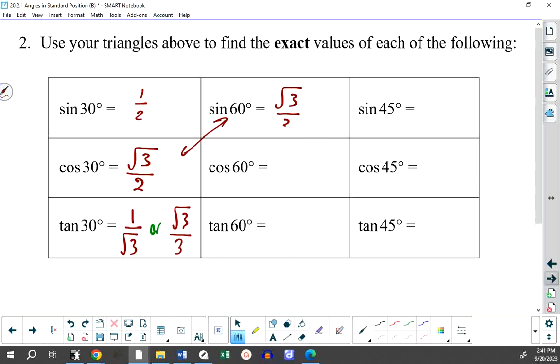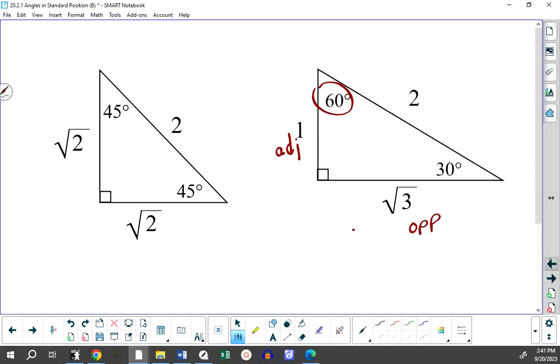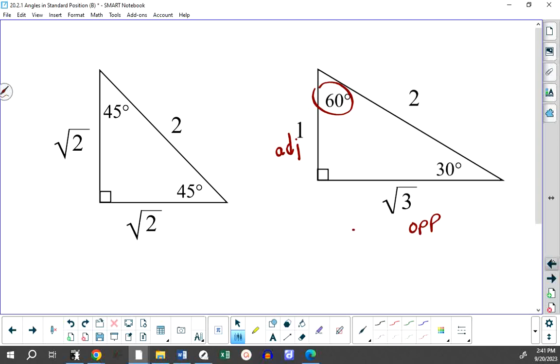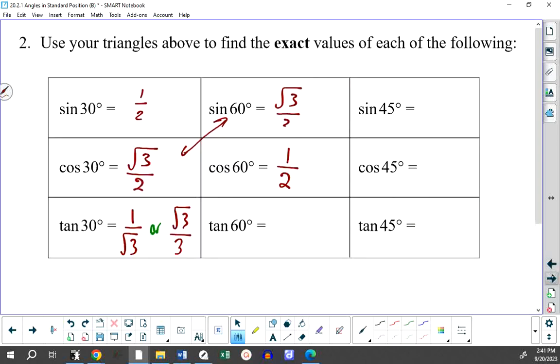Cosine of 60 is going to be adjacent over hypotenuse when you're looking at the 60. But when I look at the 60, adjacent is 1, hypotenuse is 2. Tangent of 60 is going to be opposite, which is root 3, over adjacent, which is 1. So that's just root 3.